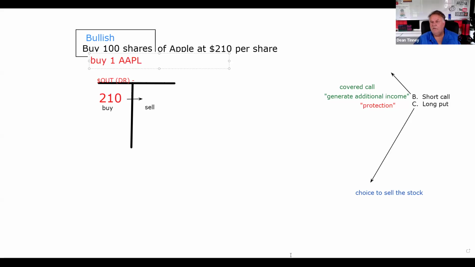Now we have to decide, Gina, how long we want the protection in place. The longer we want the protection in place, the more money it's going to cost us. Longer term option contracts always have greater premiums. So maybe we go out till December. Very important: we're doing construction. We're putting in a floor. We're moving the floor up from 0 to whatever the strike price of our put is.